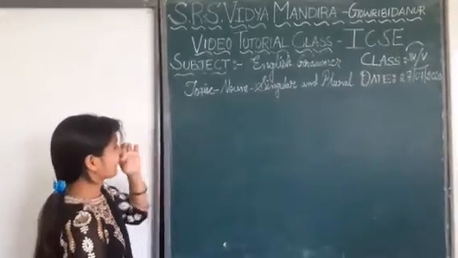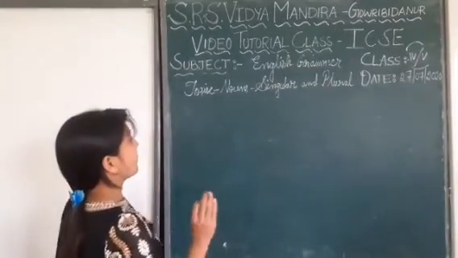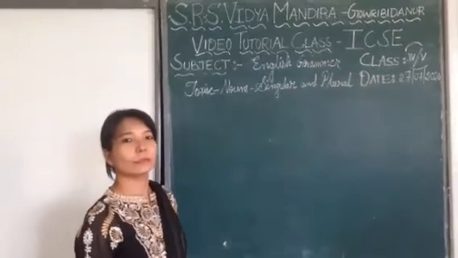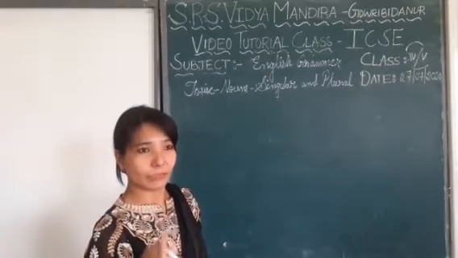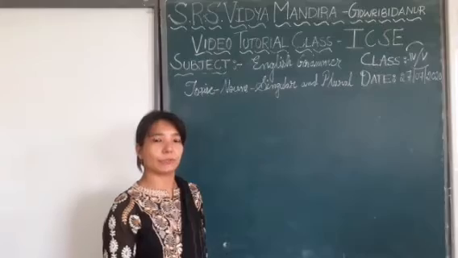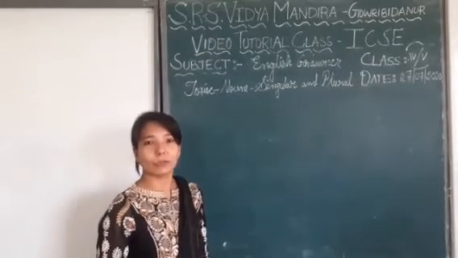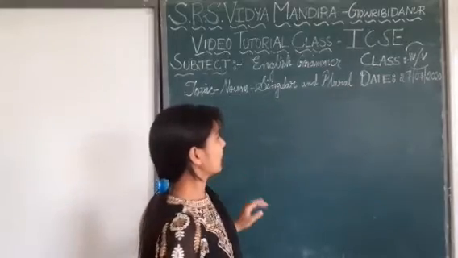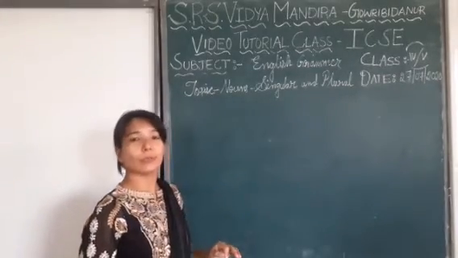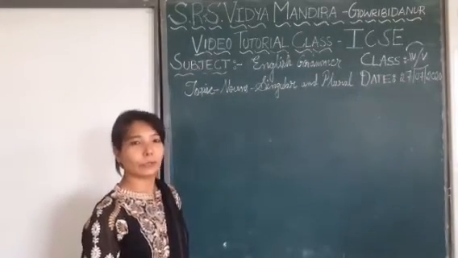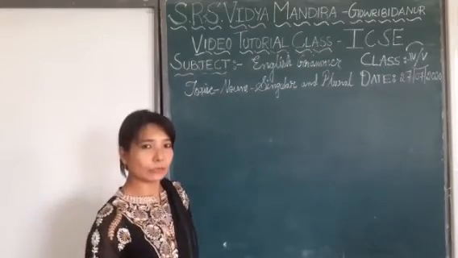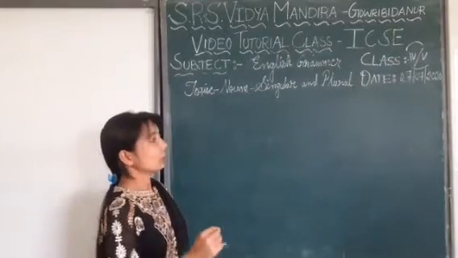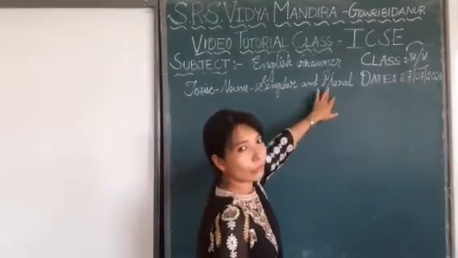So let me explain. Singular nouns are the nouns which are one in number. It means the thing, person, or place should be only one. That is called the singular. And the plural? The plural nouns are the nouns which are more than one in number. That means if more than one comes, it is a plural noun.